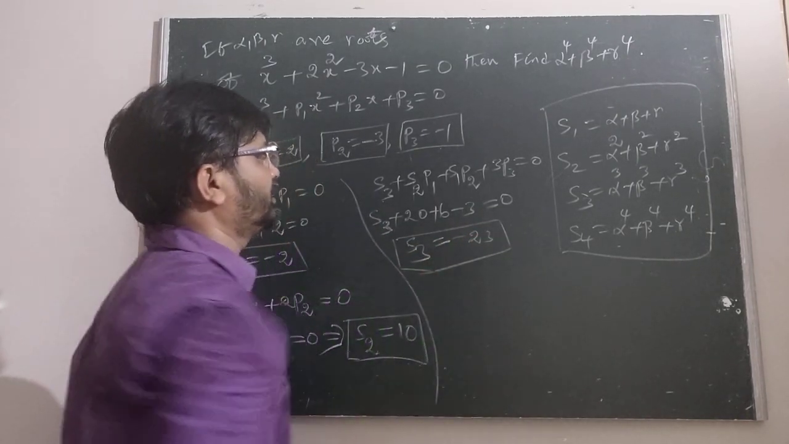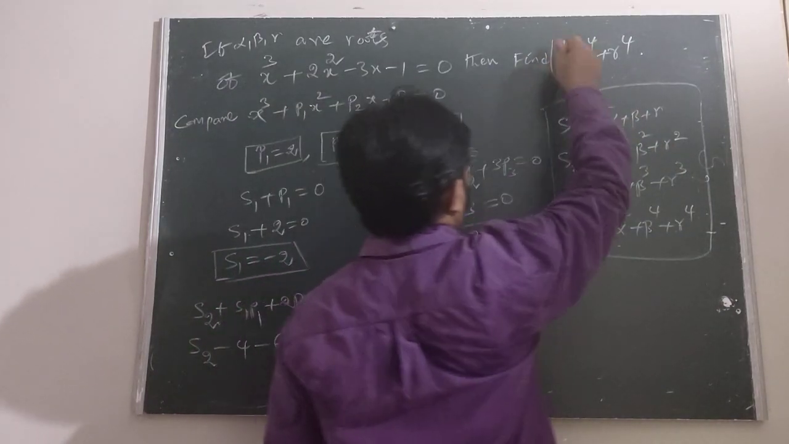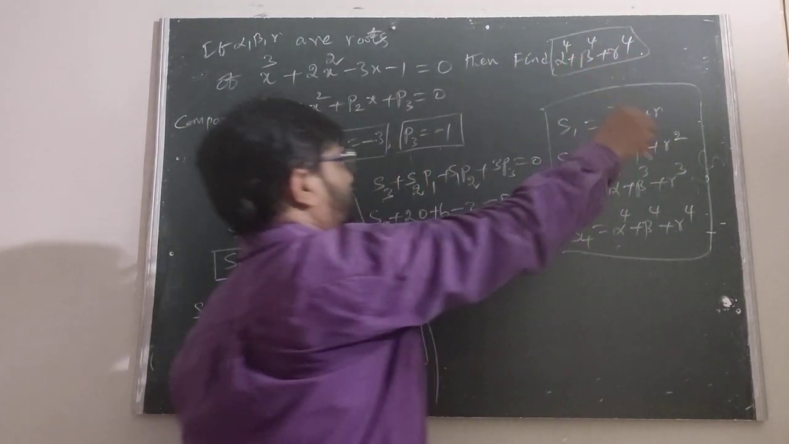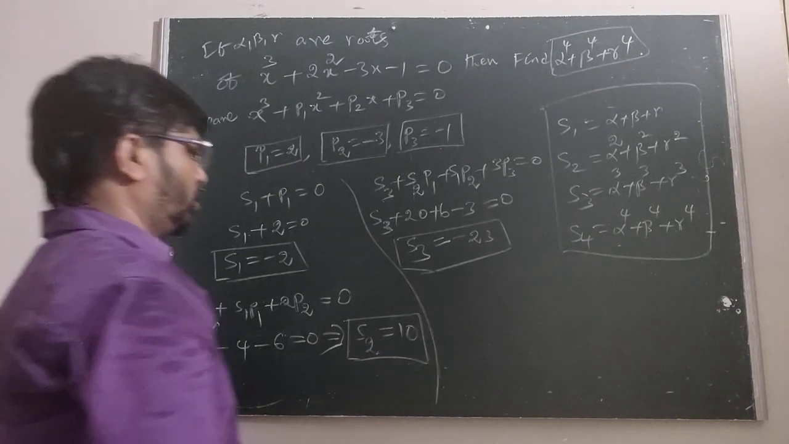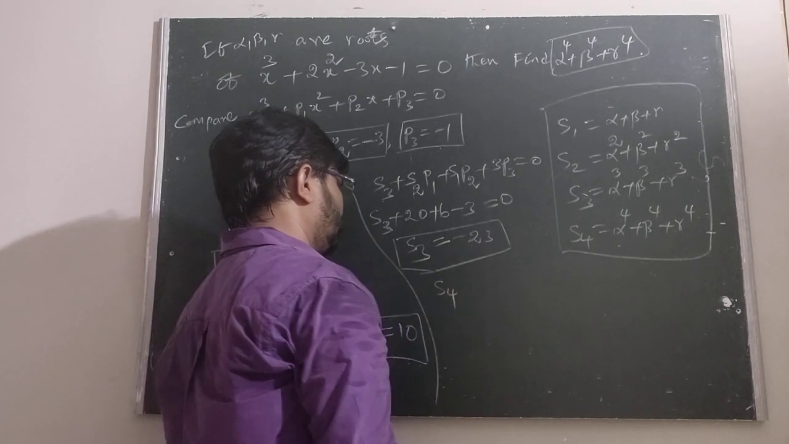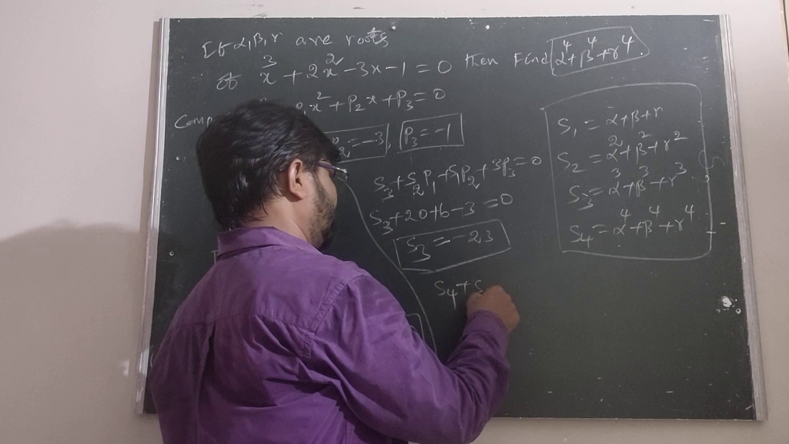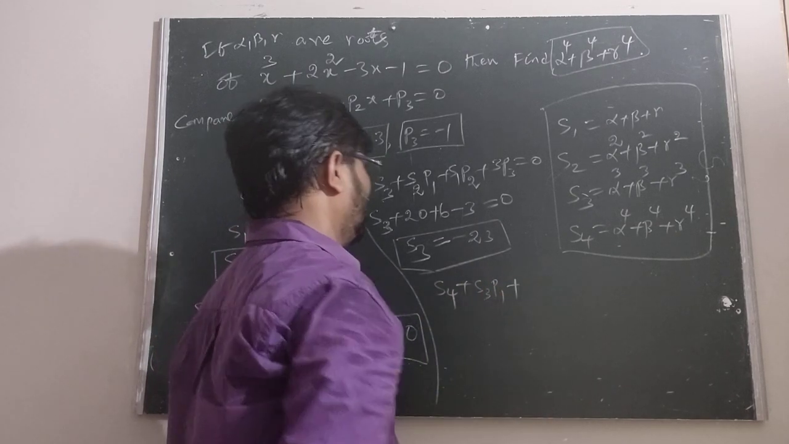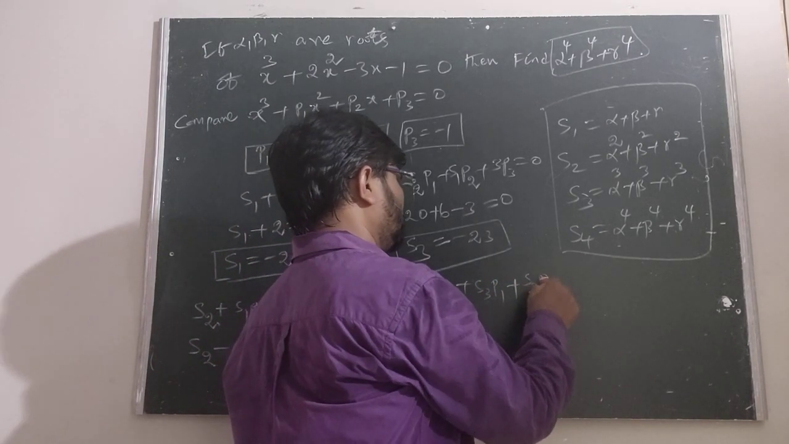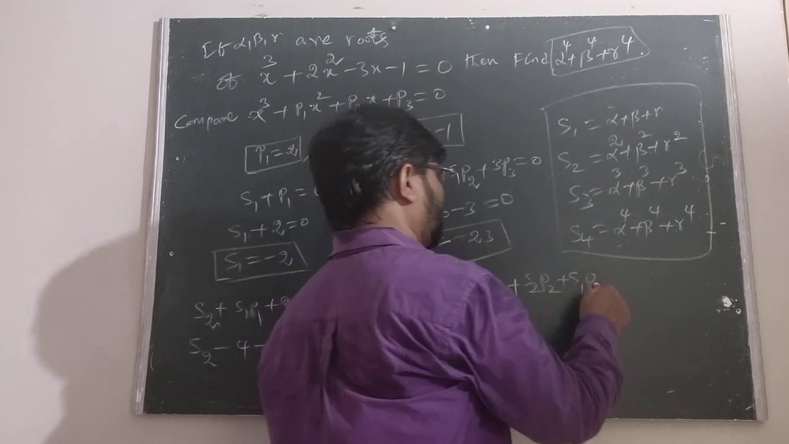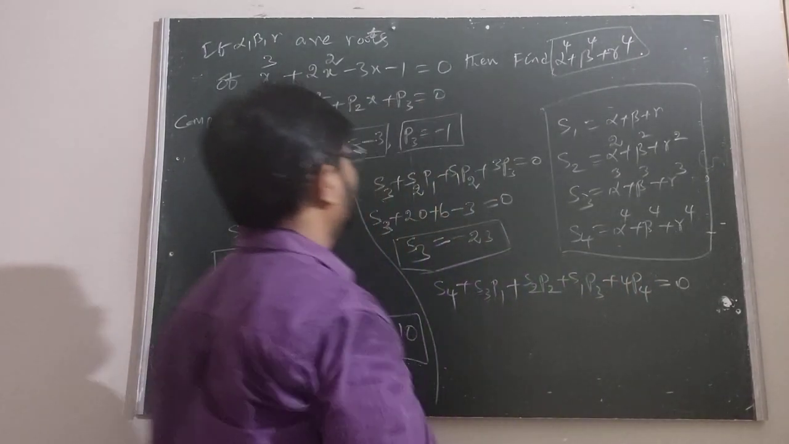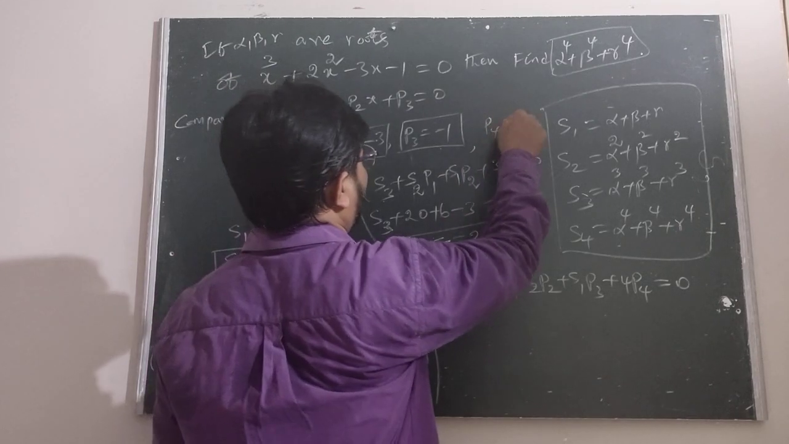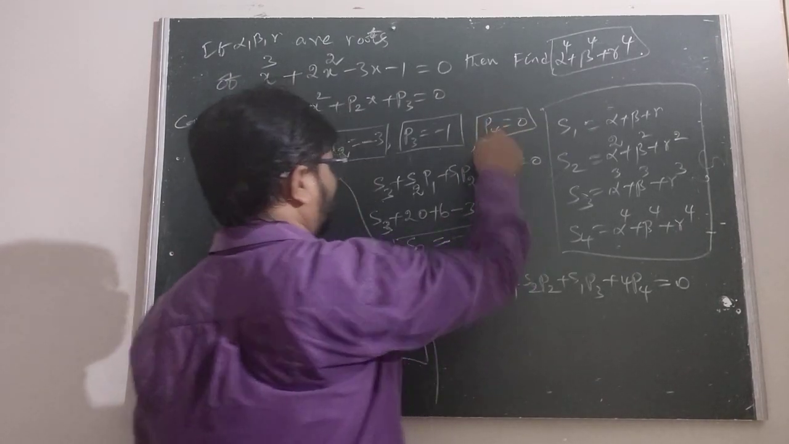But our question is S4, alpha power 4, beta power 4, gamma power 4. Now we are finding S4. Therefore, S4 plus S3 P1, after that S2 P2, then S1 P3. Finally, 4 P4 equal to 0. Here, the value of P4 is 0.